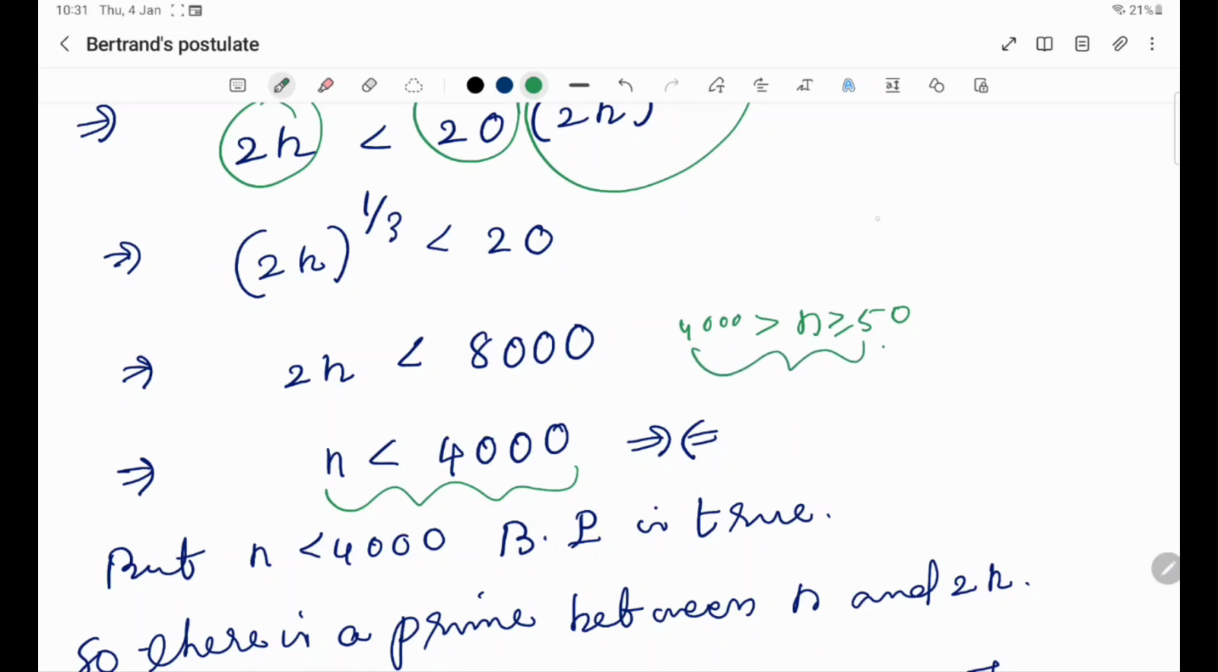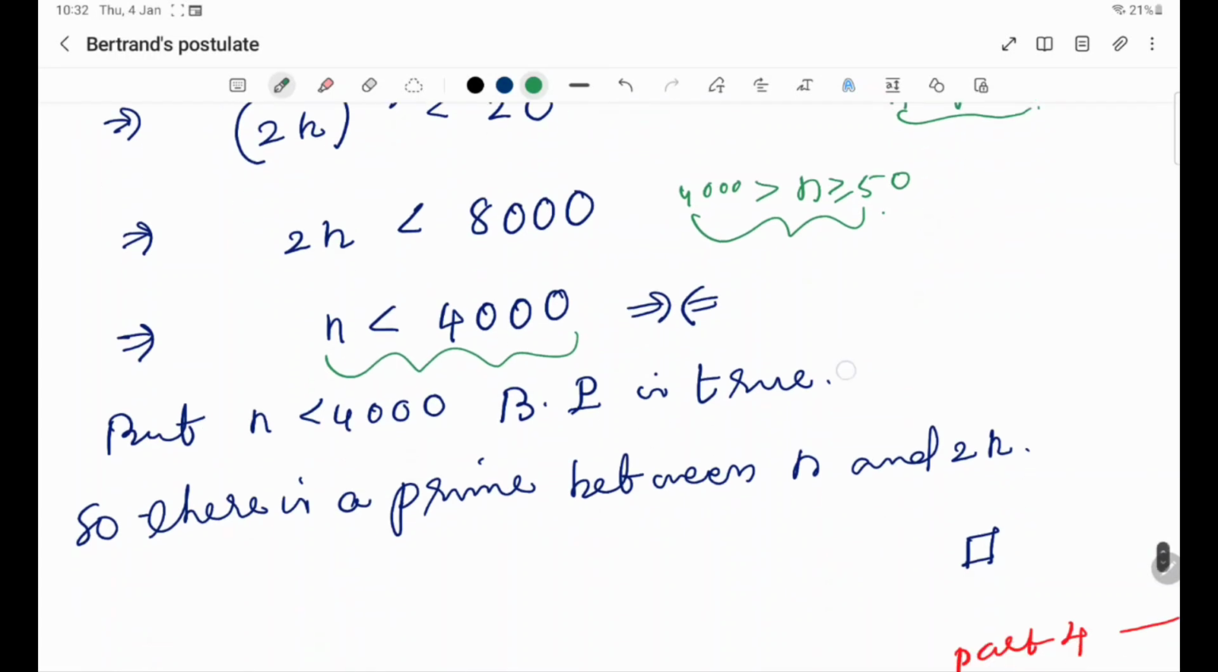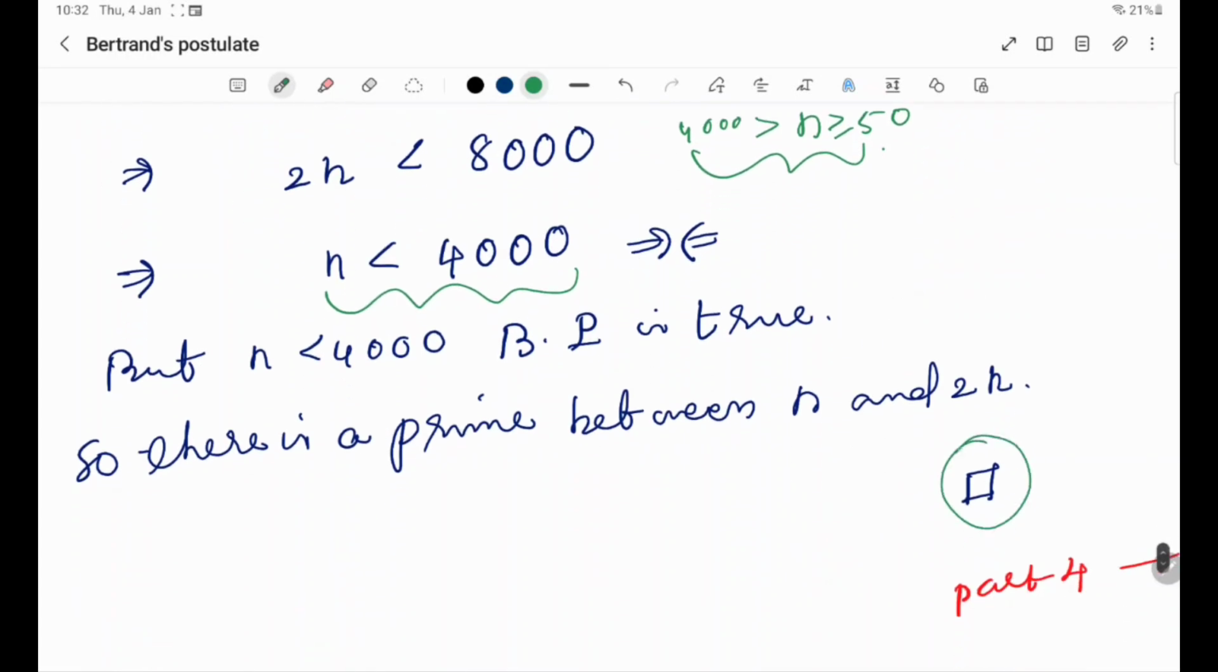That's what happens when there are no primes p with n less than p less than or equal to 2n. But that is false, because for n less than 4000 and whatever greater than 50, we have proved that Bertrand's postulate is true. There is a prime between every n and 2n. So our assumption is false. Our assumption that there are no primes between n and 2n is false. So that's the proof.